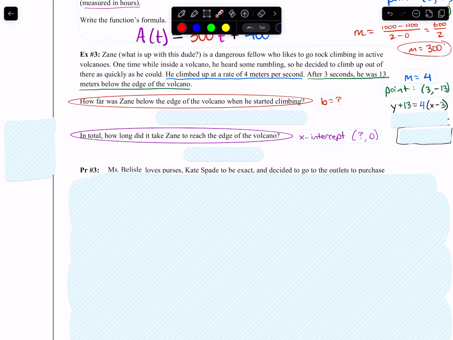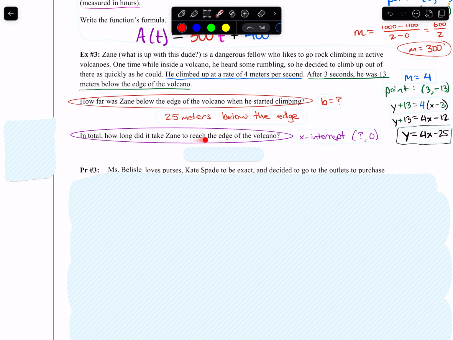All right. So next, I used point slope form to plug in my point and my slope. And then I distributed the 4, subtracted 13 from both sides to get our equation in slope-intercept form. From there, we can answer our questions. We can tell from slope-intercept form that the b value is negative 25. We need to answer with units, make it make sense, explain it. So he was 25 meters below the edge of the volcano.